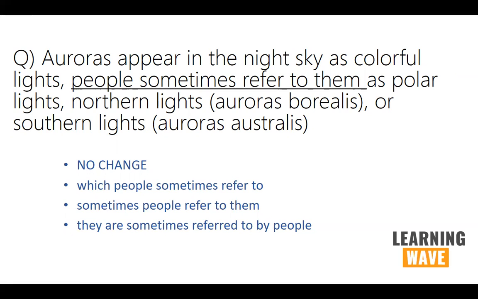The third option: auroras appear in the night sky as colorful lights. Sometimes people refer to them. You can understand from the option as well that this is again going to be a complete sentence and this comma again makes it wrong. The fourth option: auroras appear in the night sky as colorful lights. They are sometimes referred to by people as polar lights, northern lights, or southern lights. This again is a complete sentence. So all three of option A, option C, and option D are incorrect because of the concept of comma splice, which makes B the correct answer.